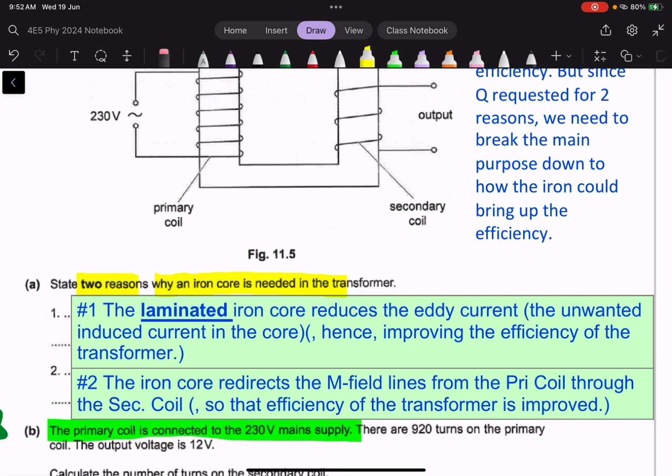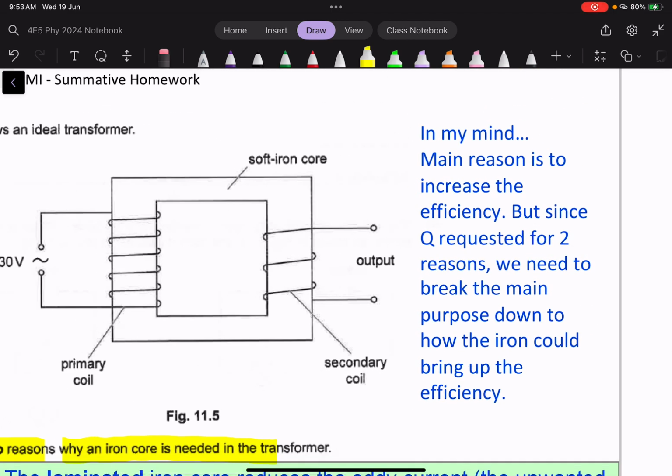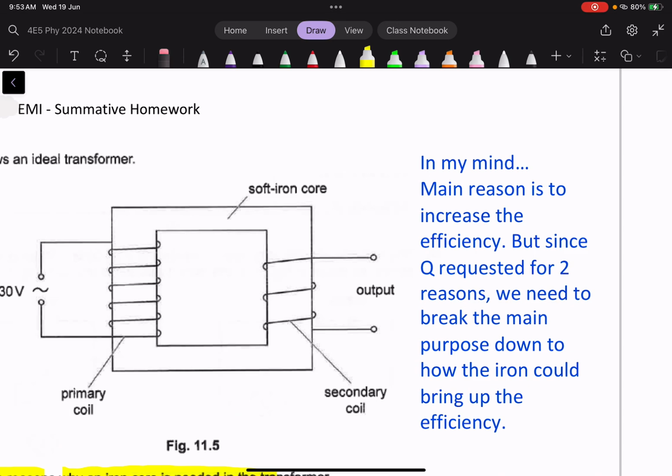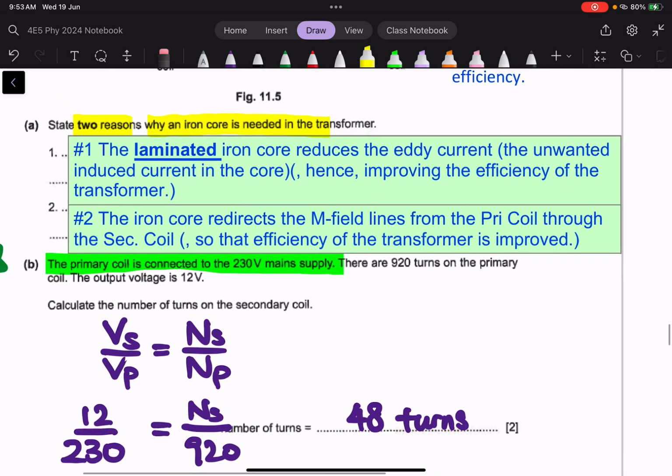So this question and the previous question, the focus is similar but different. One asks why you want iron. The other asks, why do you even need a core? So to answer this question, the main reason why you need a core is you want to increase efficiency. Actually, only one reason, but they wanted you to break it down into two reasons. So you need to elaborate. So this is the elaboration. Why do you need a core? Well, the laminated core will increase the resistance and reduce the eddy current.